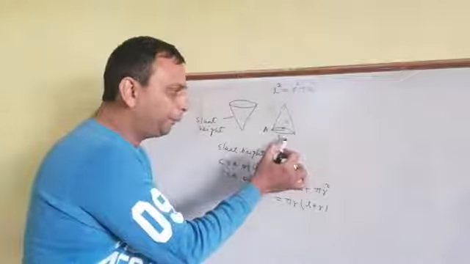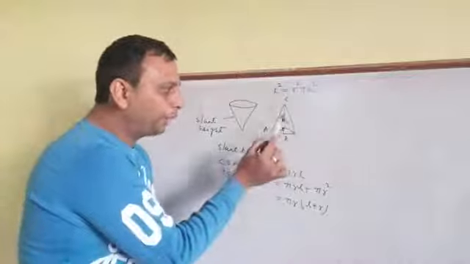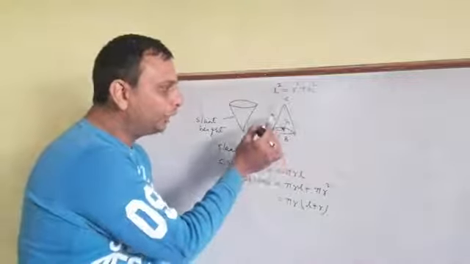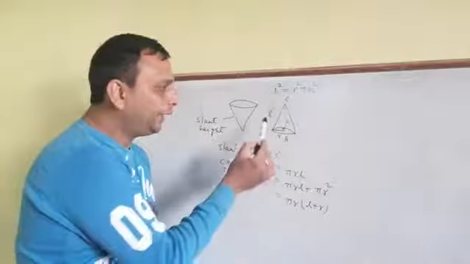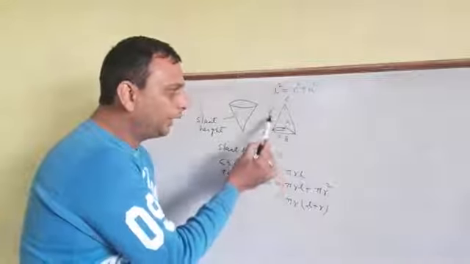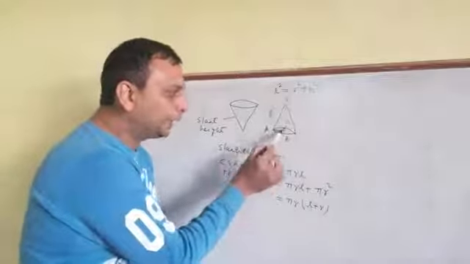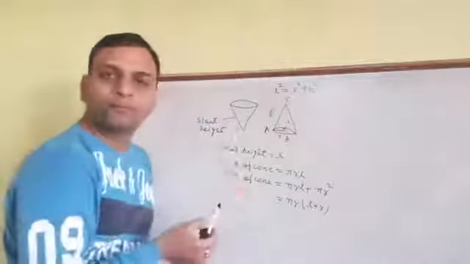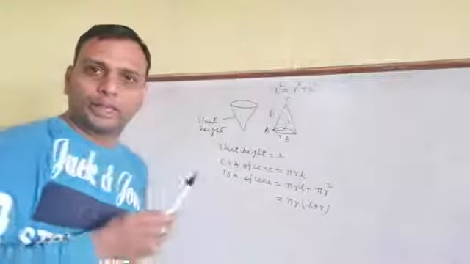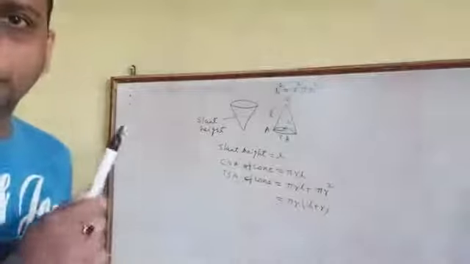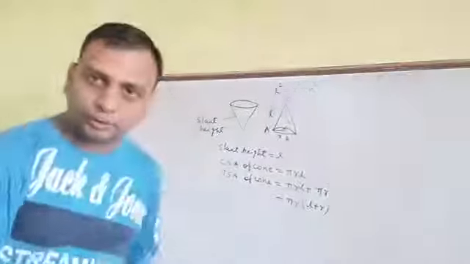You can see this one, ABC, and here it is a right angle. So we know in the Pythagoras theorem, the side opposite the right angle is always the hypotenuse, which is the slant height. The base side is the radius and the height is the height only. So the slant height is given by the formula square root of r square plus h square. This is the formula to find the slant height if it is not mentioned in the question.